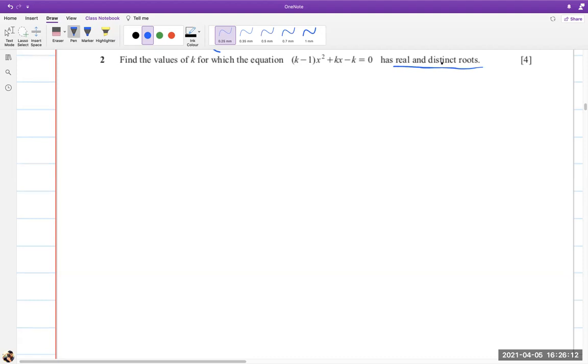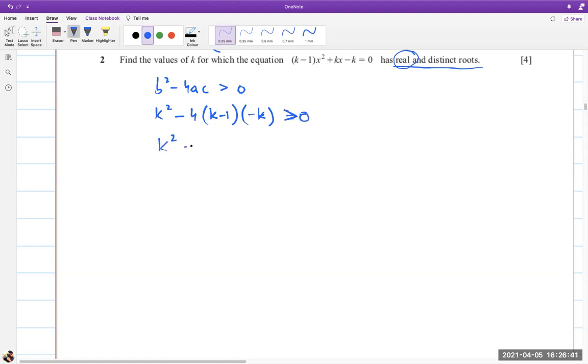This is a hint for us saying that b squared minus 4ac is greater than or equal to 0, because it is real, so that means it's positive, and distinct means that there are two of them. So sorry, it's going to be just greater than 0. So I'll just plug the values in. k is my b, so k squared minus 4 times k minus 1, which is a, and c, which is minus k. So minus k there is greater than 0, sorry.